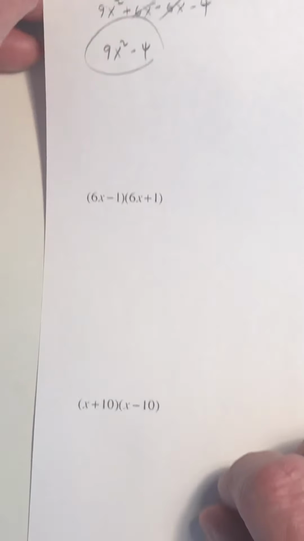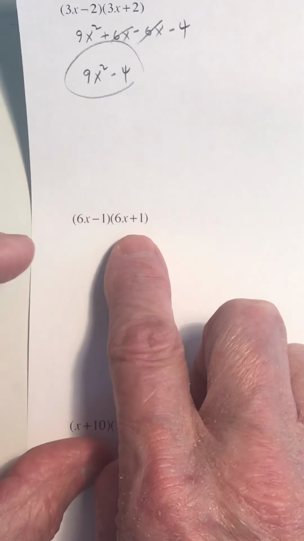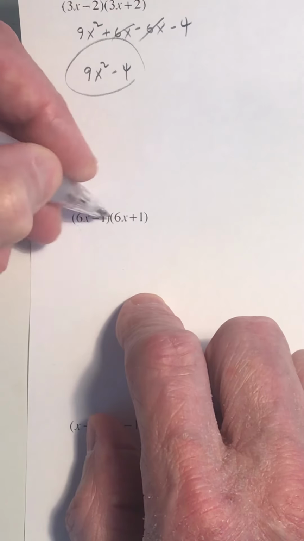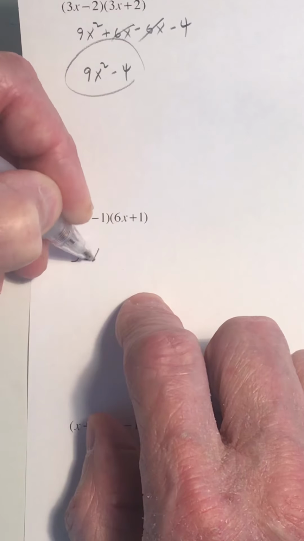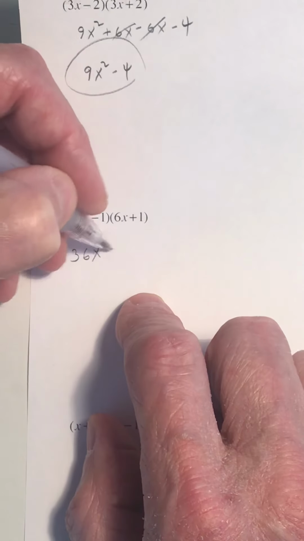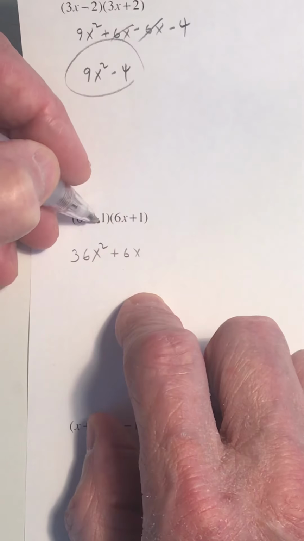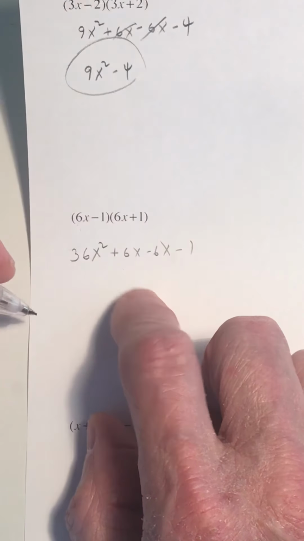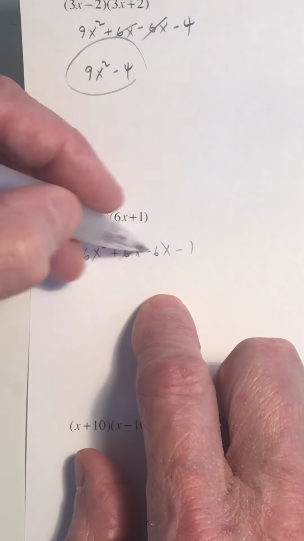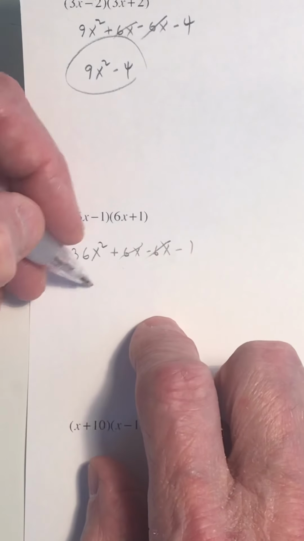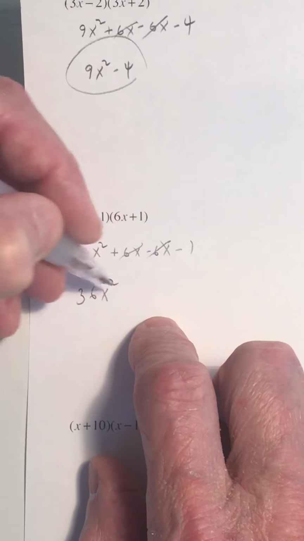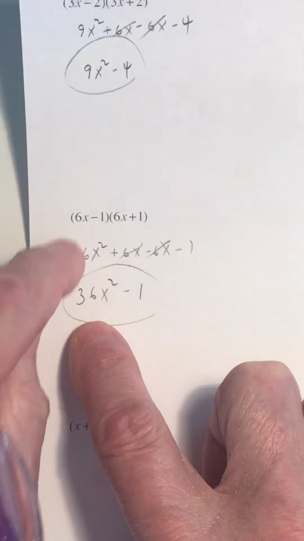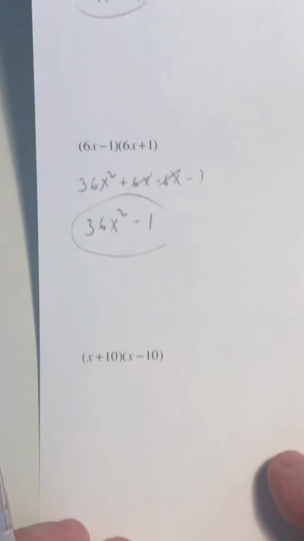Oh, let's go down again. 6x minus 1, 6x plus 1. I'll multiply this out again the long way. 6x times 6x, that's 36x squared, plus 6x minus 6x, and finally minus 1. And the middle term is, there is no middle term, it's 0. If you really want to insist on writing something, you could put plus 0 in the middle, but why bother? So there it is, the square of 6x take away the square of 1.